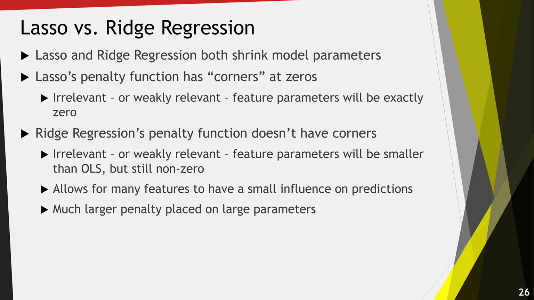Irrelevant or weakly relevant feature parameters are still going to be smaller than OLS, but they probably won't go all the way to 0. This allows for many features to have a small influence on predictions. Also, ridge regression is going to place a much larger penalty on large parameters in your model. This gives ridge regression its advantage. It tends to produce predictions that are much less variable when you have strongly correlated features in your model.